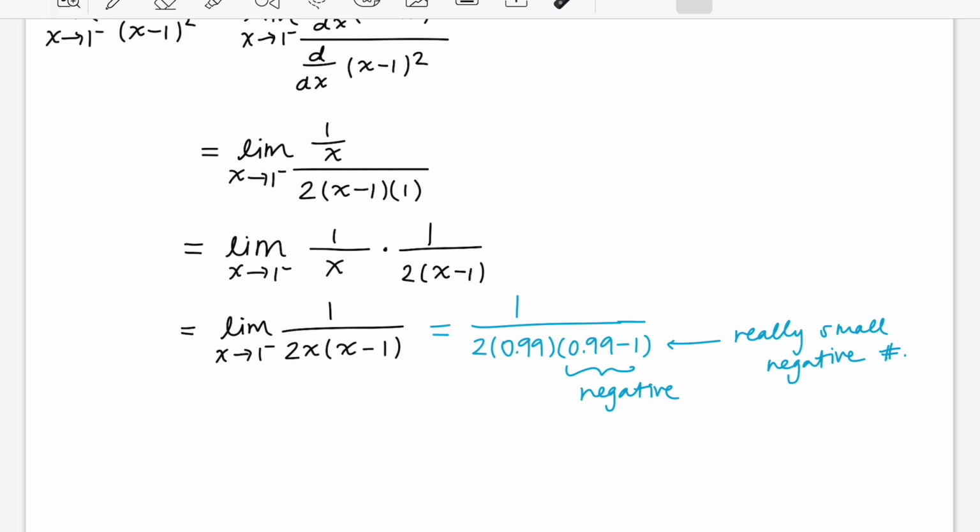Alright, so we know that if we have a fraction like this and we're dividing by a really small number, our limit's going to get bigger and bigger, and in this case it's going to get bigger and bigger in the negative direction since we're dividing by a really small negative number.